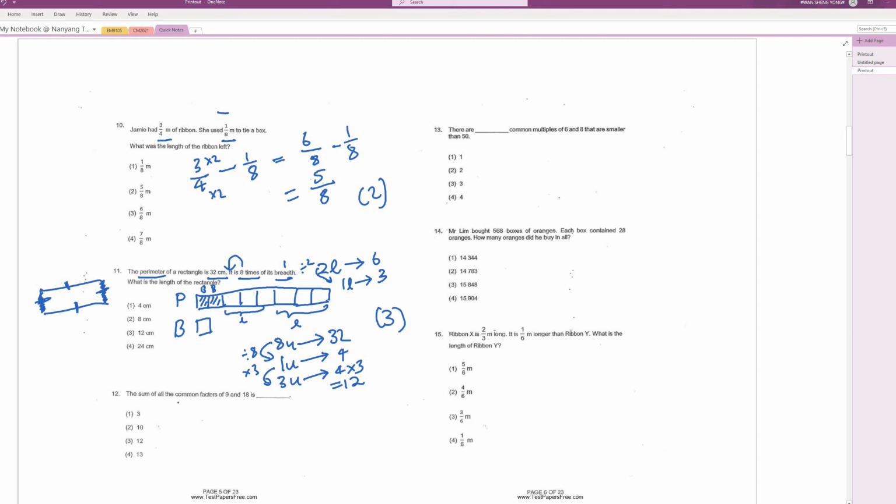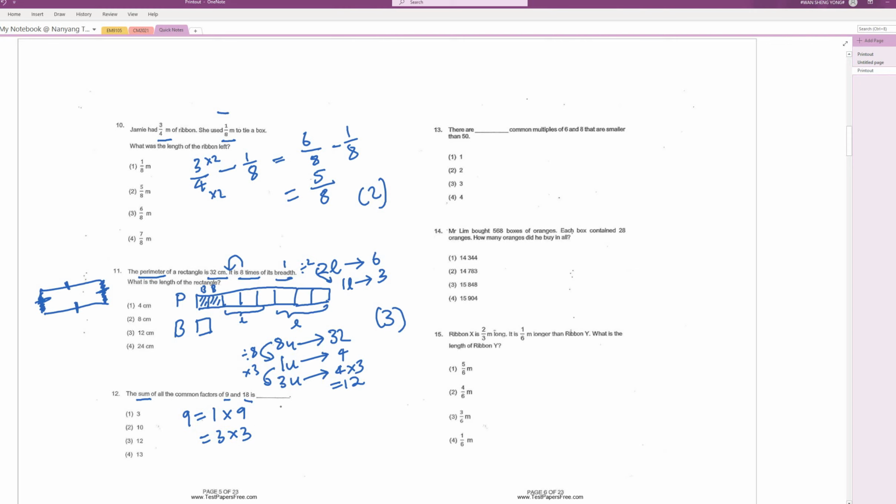Next question, question 12. The sum of all the common factors of 9 and 18 is... okay, so there are two parts in this question. First, we have to find the sum, and second, we have to find the common factors. Let's find the common factors of 9 and 18 first. In order to do that, we need to know the factors of 9 and 18 respectively. For 9, one of the factors is 1 times 9. The other one is 3 times 3.